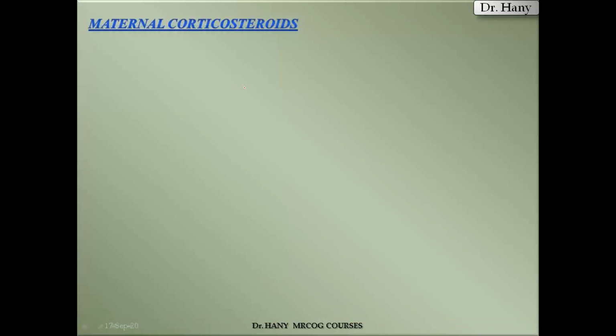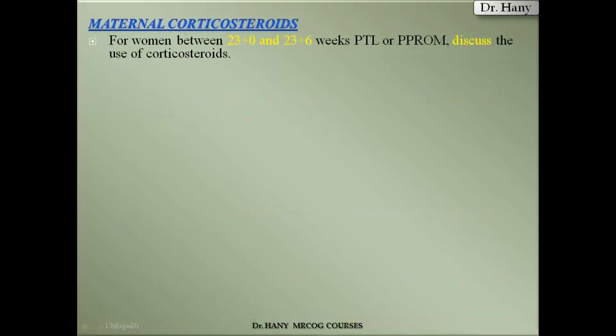What about corticosteroid? When to offer maternal corticosteroid? Corticosteroid will give a benefit. What will benefit? It will decrease the risk of respiratory distress by 50% at all gestational ages. Also, this is an exam question. So when to offer? For a woman between 23 and 24, discuss with the woman the benefit of corticosteroid. So from the challenging age, 23 and 24, I will discuss.